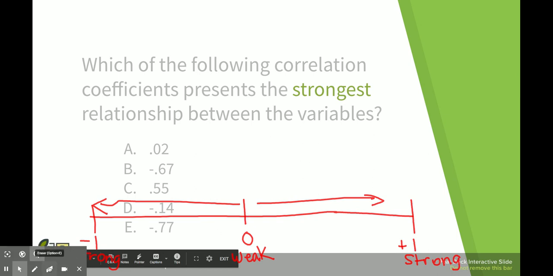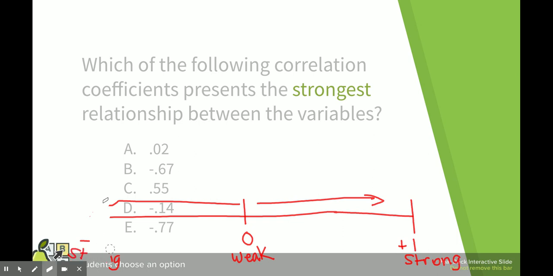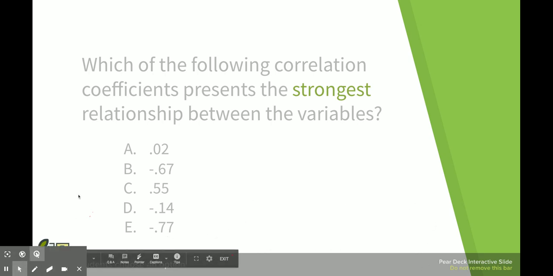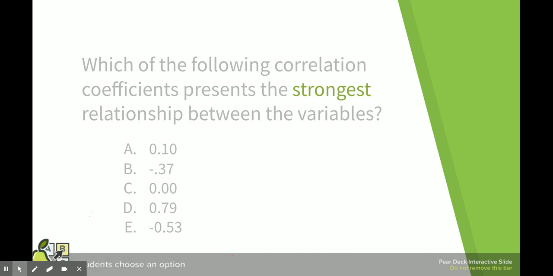Okay, so now I'm going to erase this. Again, I'm learning new tricks on the fly. Did not know I could do this as I'm recording. So let me erase. That way you can try it without the number line on the next one. Okay, back to my pointer. Here you go. Next one. Which of the following correlation coefficients presents the strongest relationship between the variables? Go ahead and choose again.